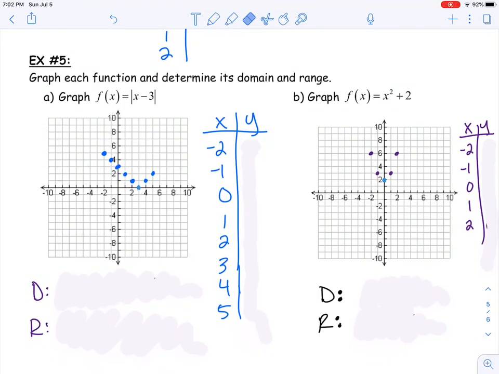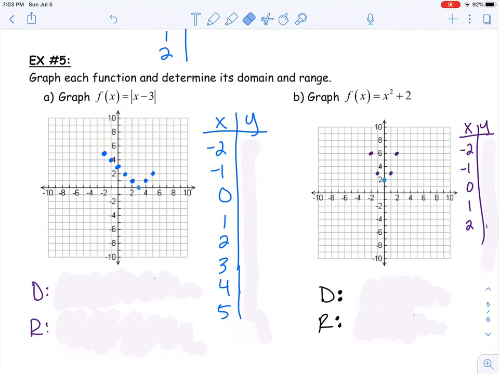Looking at example number 5, it asks us to graph each function and determine its domain and range. Remember, domain is all the x values and range is all the y values. Looking at this first one, I have f of x equals the absolute value of x minus 3. So it's an absolute value graph. So hopefully we have an idea that it's going to be kind of a V-shaped graph. But we need to know exactly where this V-shaped graph is.